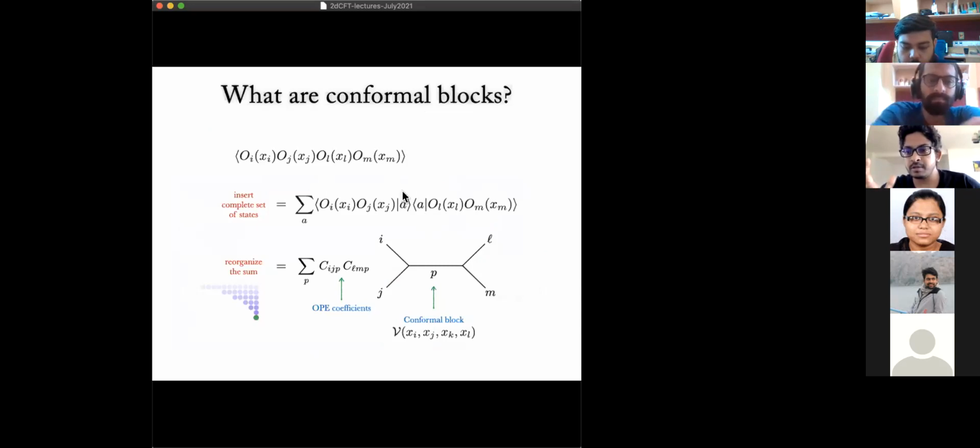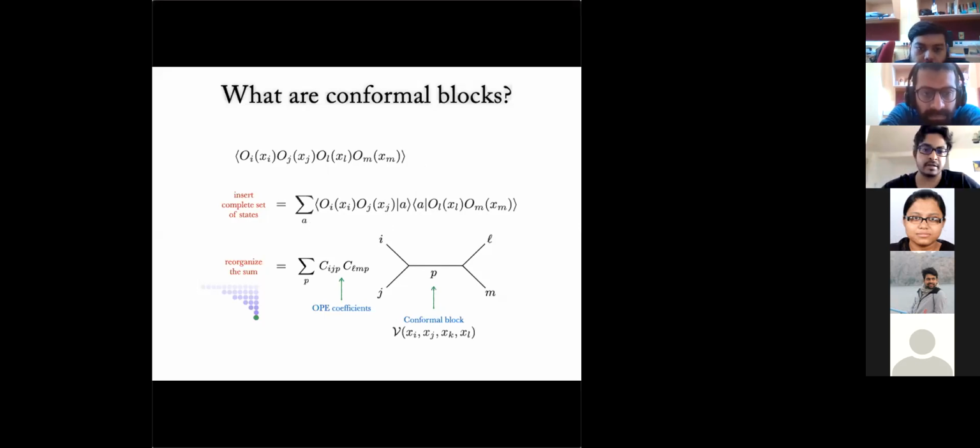So what is this conformal block? We need to understand the machinery which is built into a particular CFT. Consider the 4-point function of 4 primary operators on a plane. We can take this and insert a complete set of states, which is nothing but the resolution of the identity. This is a sum over all states, so it's a sum over primaries as well as their descendants.